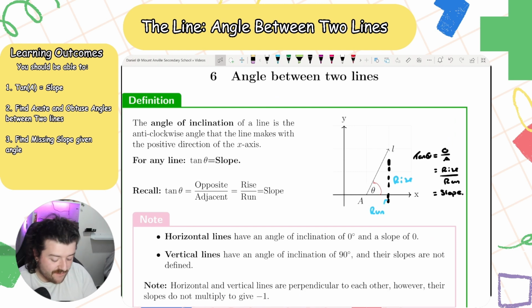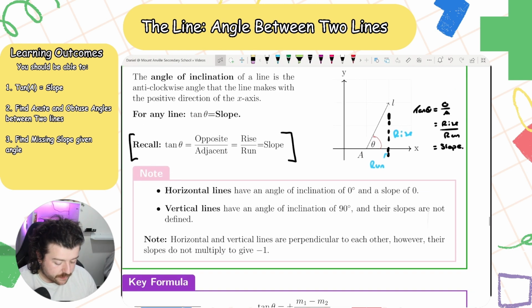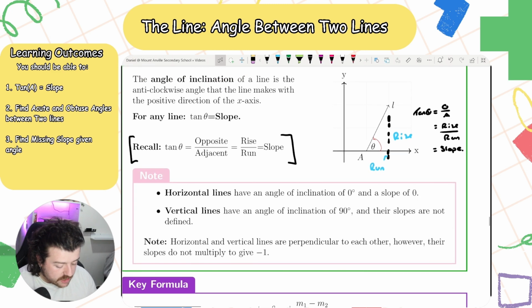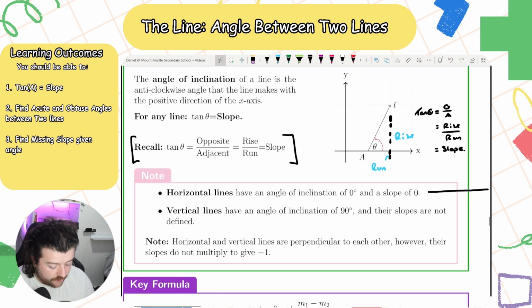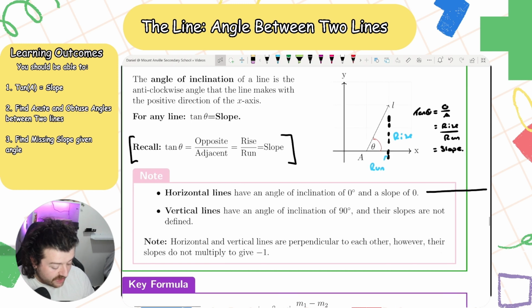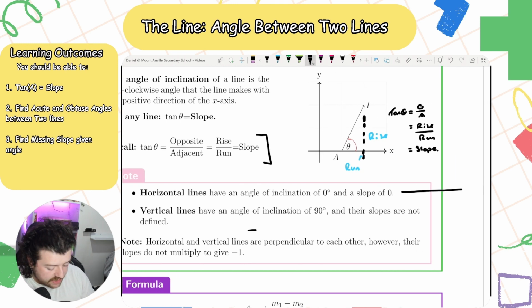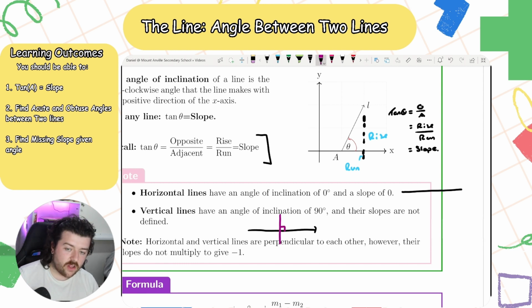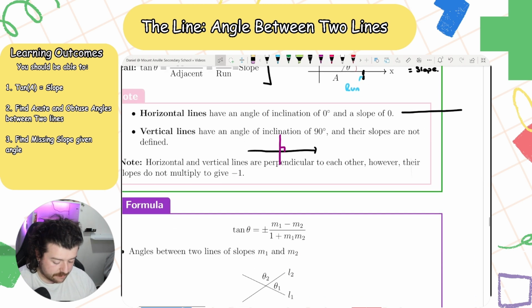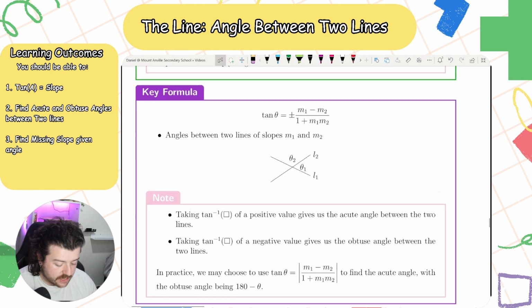That's a very, very key property to learn. Horizontal lines have an angle of inclination of 0 degrees and a slope of 0. That makes sense because they're just a horizontal line. Vertical lines have an angle of inclination of 90 degrees. That makes sense. If this is my x-axis, a vertical line looks like this, and it makes an angle of 90 degrees with it.